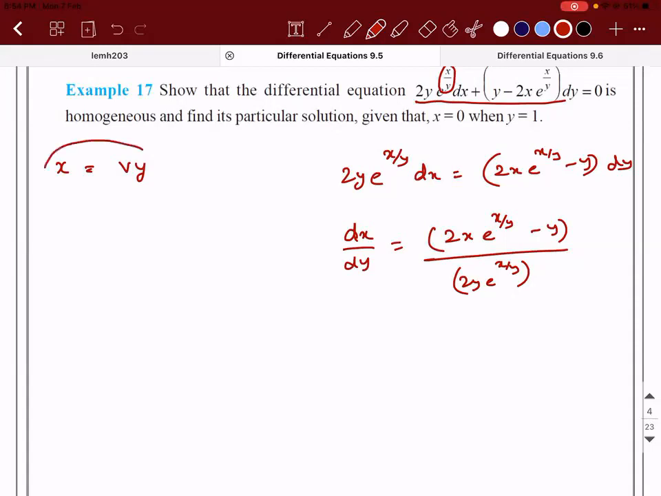Okay. When x is equal to vy, what is going to happen? Dx by dy will be equal to v plus y into dv by dy, since the derivative of y is 1. Guys, observe this. If there is any doubt, ask me.